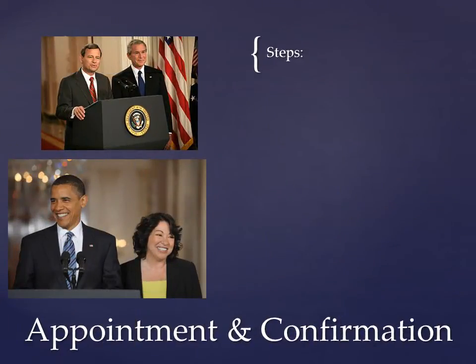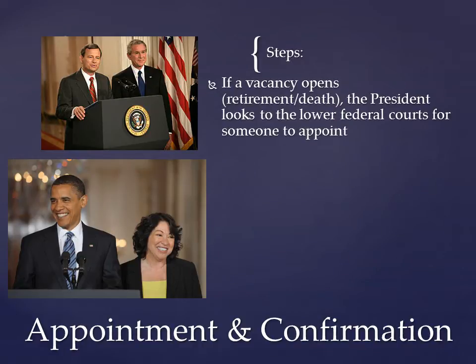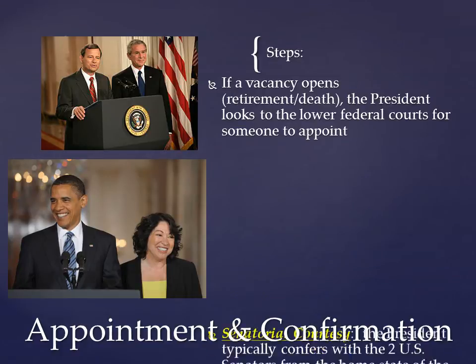The process for being selected as a member of the U.S. Supreme Court is laid out pretty specifically in the Constitution. The first step is that there actually has to be a vacancy that opens up by someone on the court choosing to retire or passing away. Once this happens, the President looks to the lower federal courts to try to find a candidate who they believe will be a good fit for the Supreme Court.